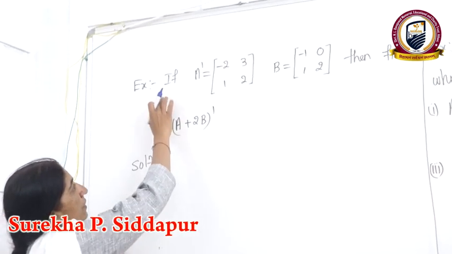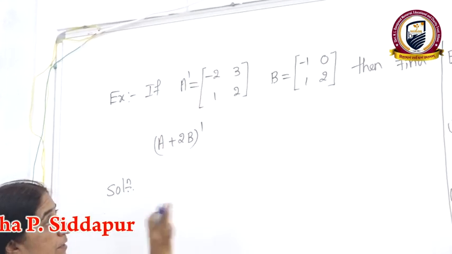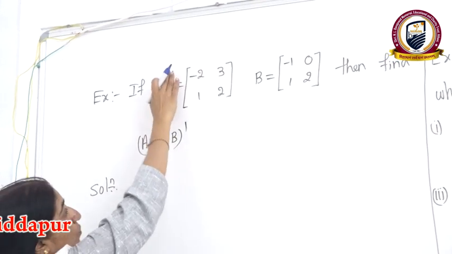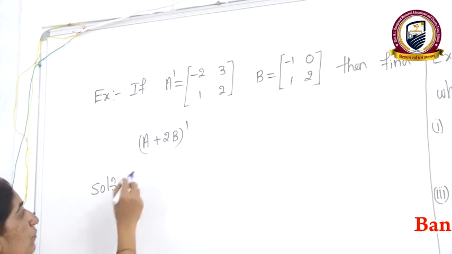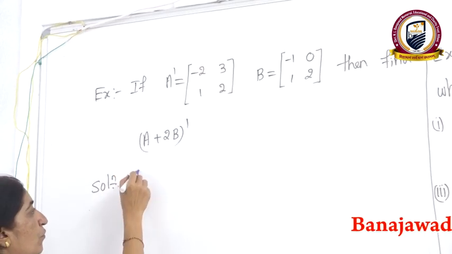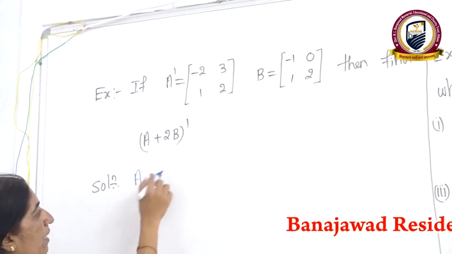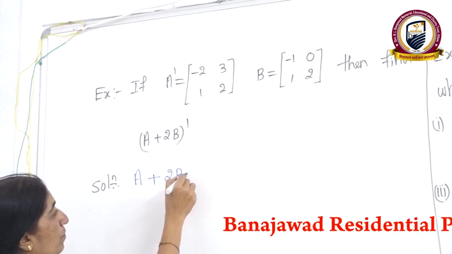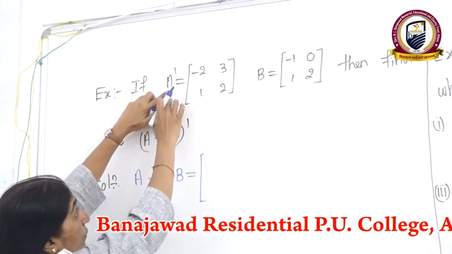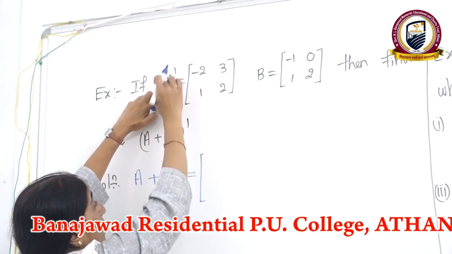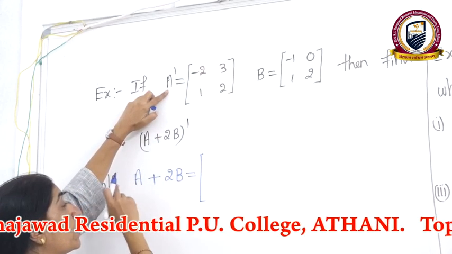See the question here. A dash, dash is nothing but transpose. A transpose is given and B is given. This is the question. So first write down without a transpose. What is without transpose? A plus 2B. Write down the matrix A as it is. Write down the transpose of this. Remember, it is A transpose. Here when you are writing, write down this transpose.